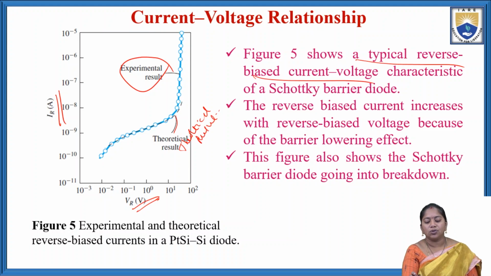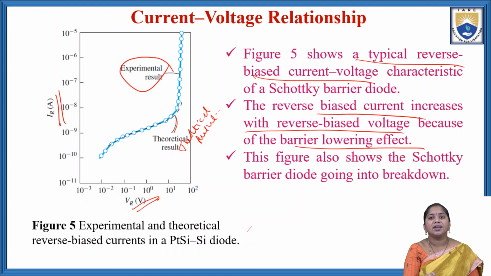The reverse biased current increases with reverse biased voltage because of the barrier lowering effect. So here the reverse biased current increases with increasing reverse biased voltage. The figure also shows the Schottky barrier diode going to breakdown.